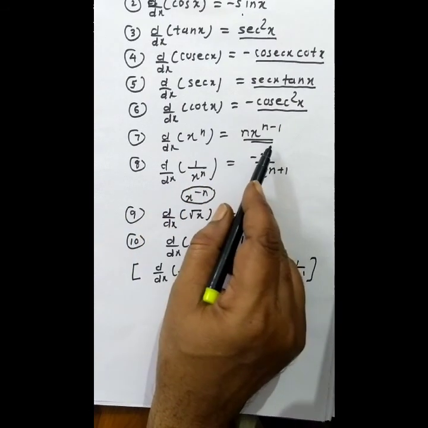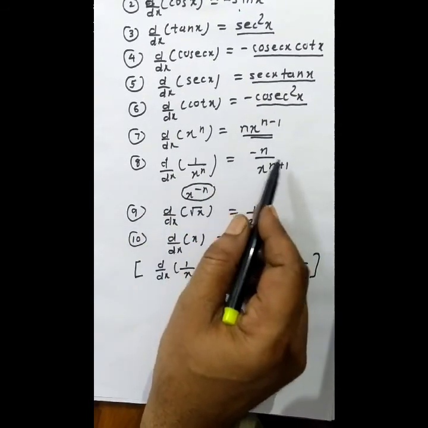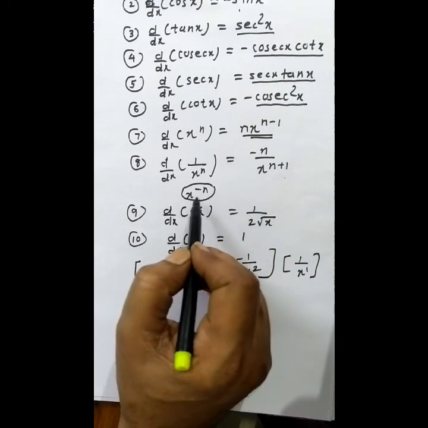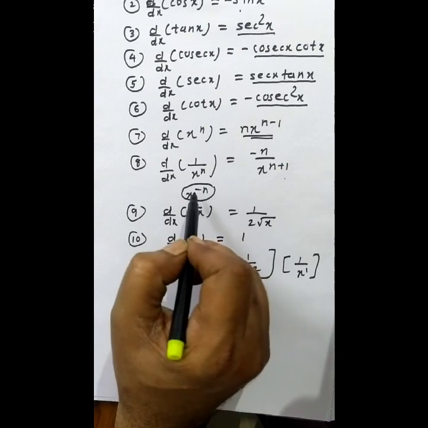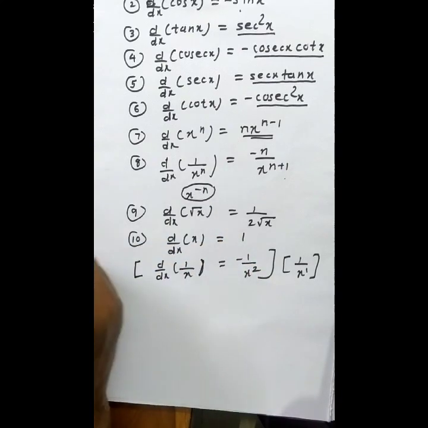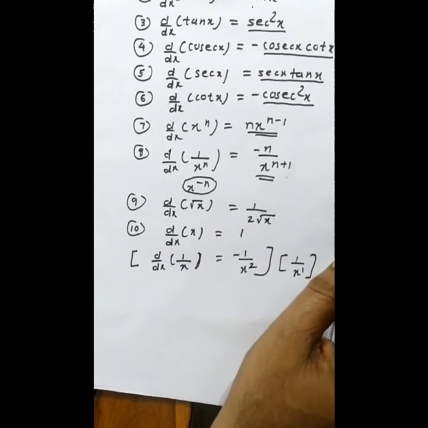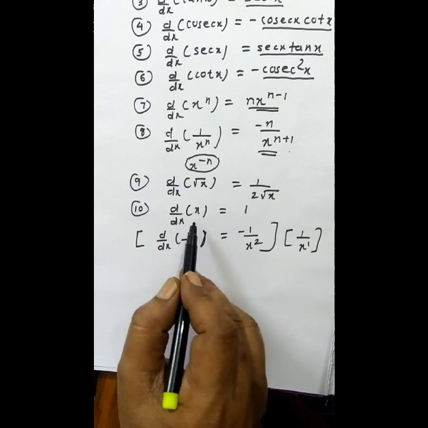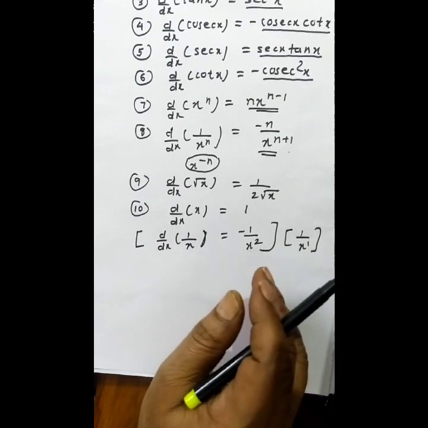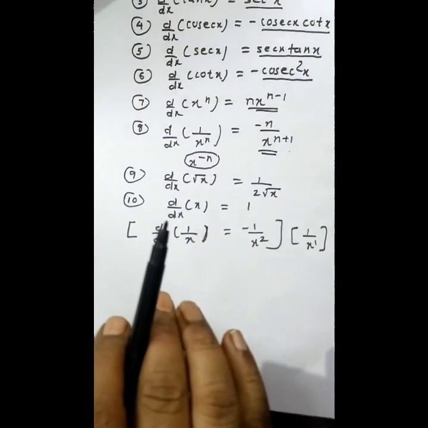X raised to n is n into x raised to n minus 1. 1 upon x raised to n is minus n upon x raised to n plus 1. I told you that you can also use the first formula by taking it to the numerator and writing x raised to minus n, but don't do it. You can use this formula directly. Derivative of root x is 1 by 2 root x. Derivative of x is 1. Derivative of 1 upon x is minus 1 divided by x square. This is an additional supplement I have given you.